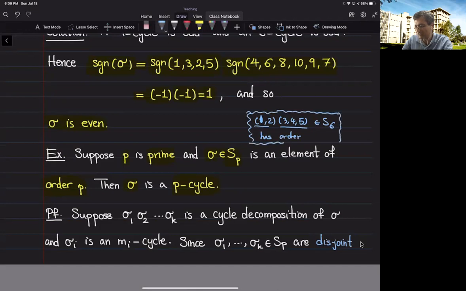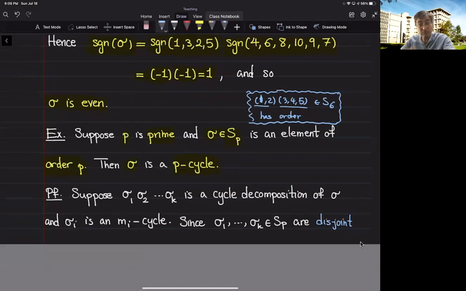Let's see why this is true when p is prime. So I give you this sigma, I tell you that it has order p. I'm going to look at a cycle decomposition of sigma. We know that it has a cycle decomposition. So suppose that sigma 1, sigma 2, dot dot dot, sigma k is a cycle decomposition of sigma, and assume that sigma sub i is an m sub i cycle.